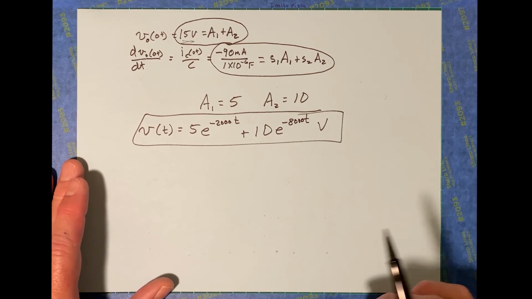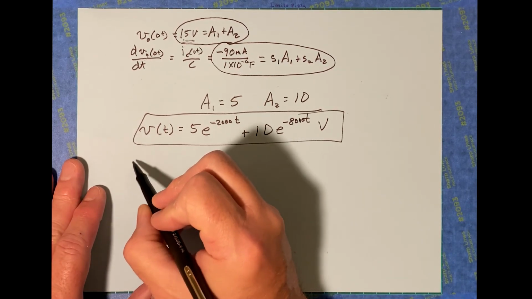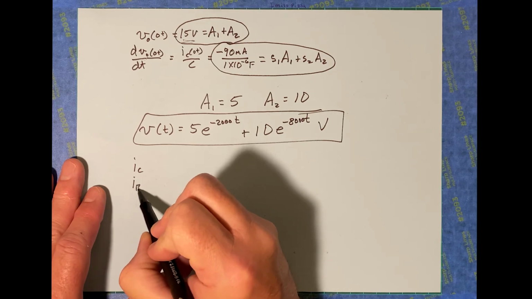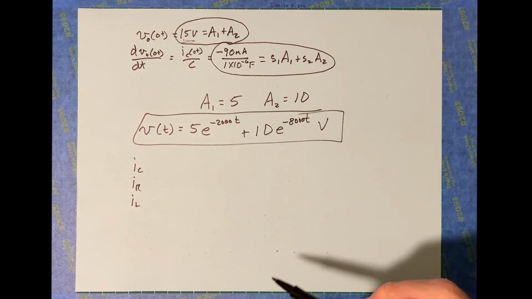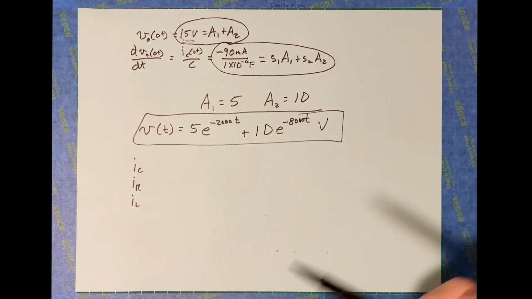You could be asked for any of the currents. What is I sub c? What is I sub r? What is I sub l? The same general approach would apply. The trickiest part of this, to be quite honest, is not the math, I don't think. It's determining what the initial and the final conditions are going to be. But if you can do that, you should be able to solve any of these types of problems.